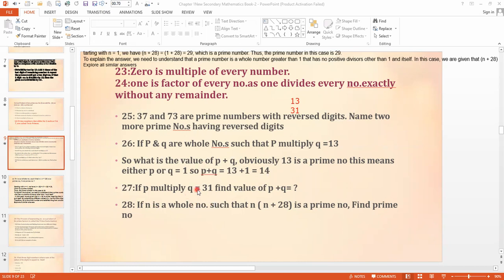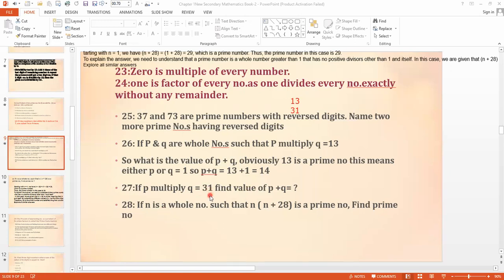Next, if P multiplied by Q is equal to 31, very easy, similar to that. Find the value of P plus Q. This means we have to multiply 31 with 1, because 31 is a prime number. It has only one factor, that is 1.